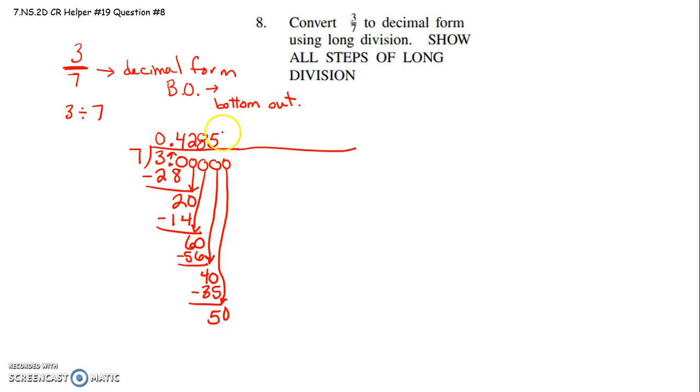7 goes into 50 7 times. 7 times 7 is 49. 50 minus 49 is 1. I drag down a 0. I still don't have a repeat yet. 7 goes into 10 once. 1 times 7 is 7. Subtract off. 10 minus 7 is 3.